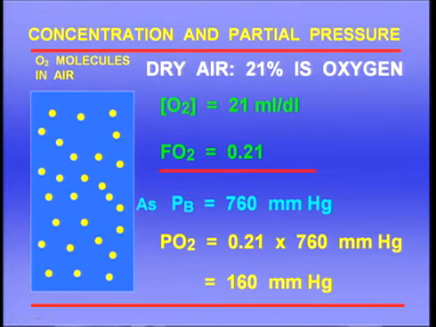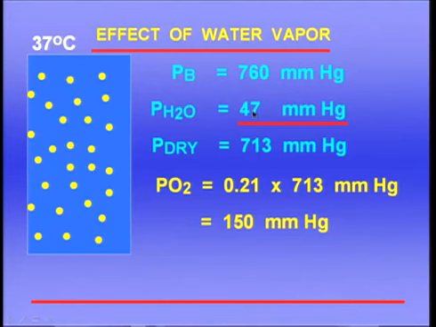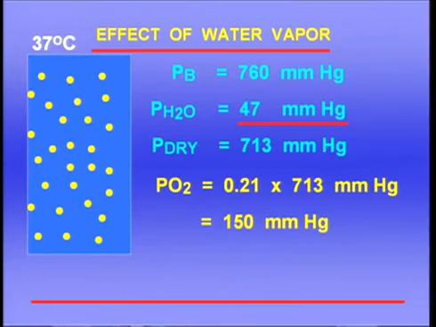Now there's a minor complication that we should deal with here, and that is the effects of water vapor. When air is inspired into the lung, it is warmed and moistened and saturated with water vapor at the prevailing temperature of 37 degrees Celsius. At that temperature, the partial pressure of water vapor is 47 millimeters of mercury. That only depends on temperature. It doesn't depend, for example, on barometric pressure. You go to the summit of Mount Everest where the barometric pressure is much less, but the partial pressure of water vapor at 37 degrees Celsius is still 47.